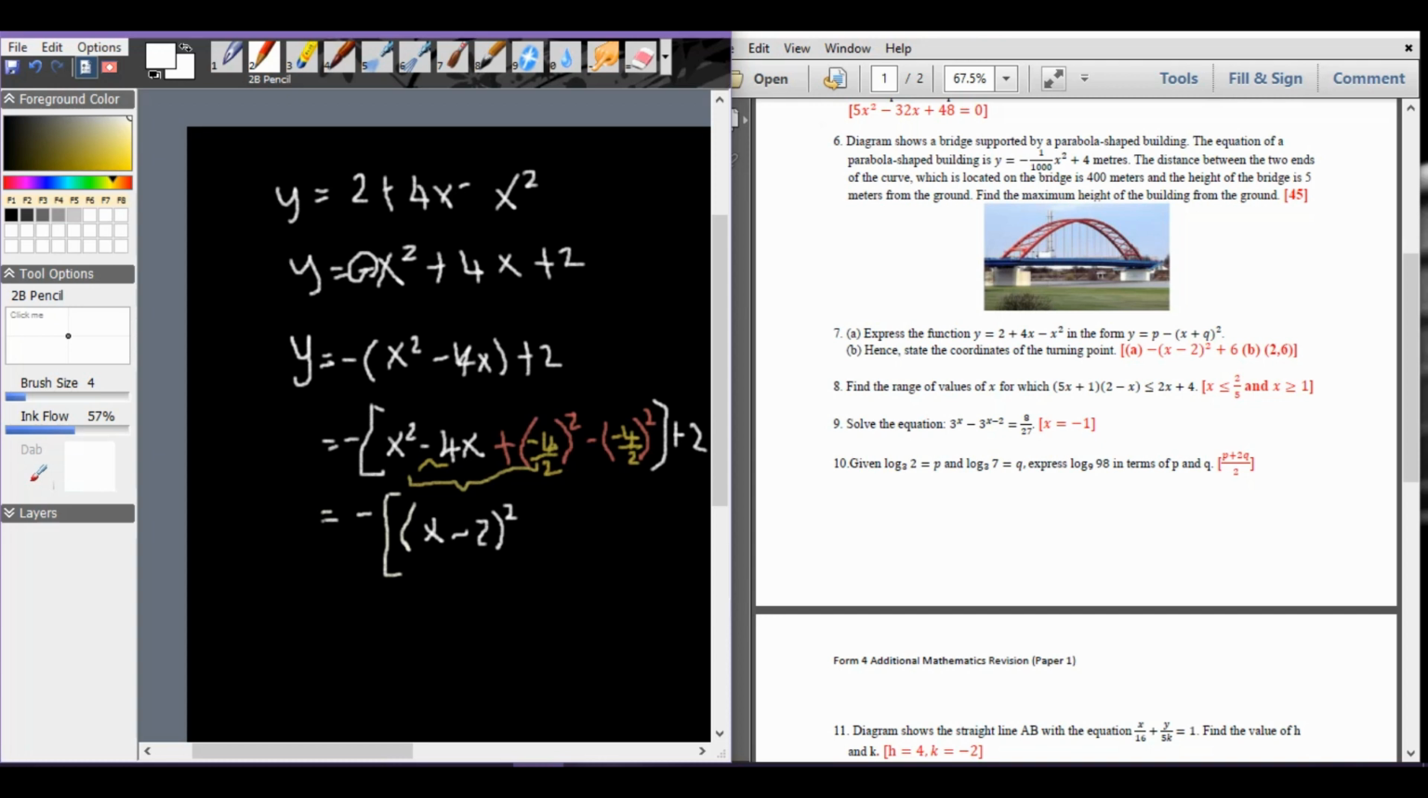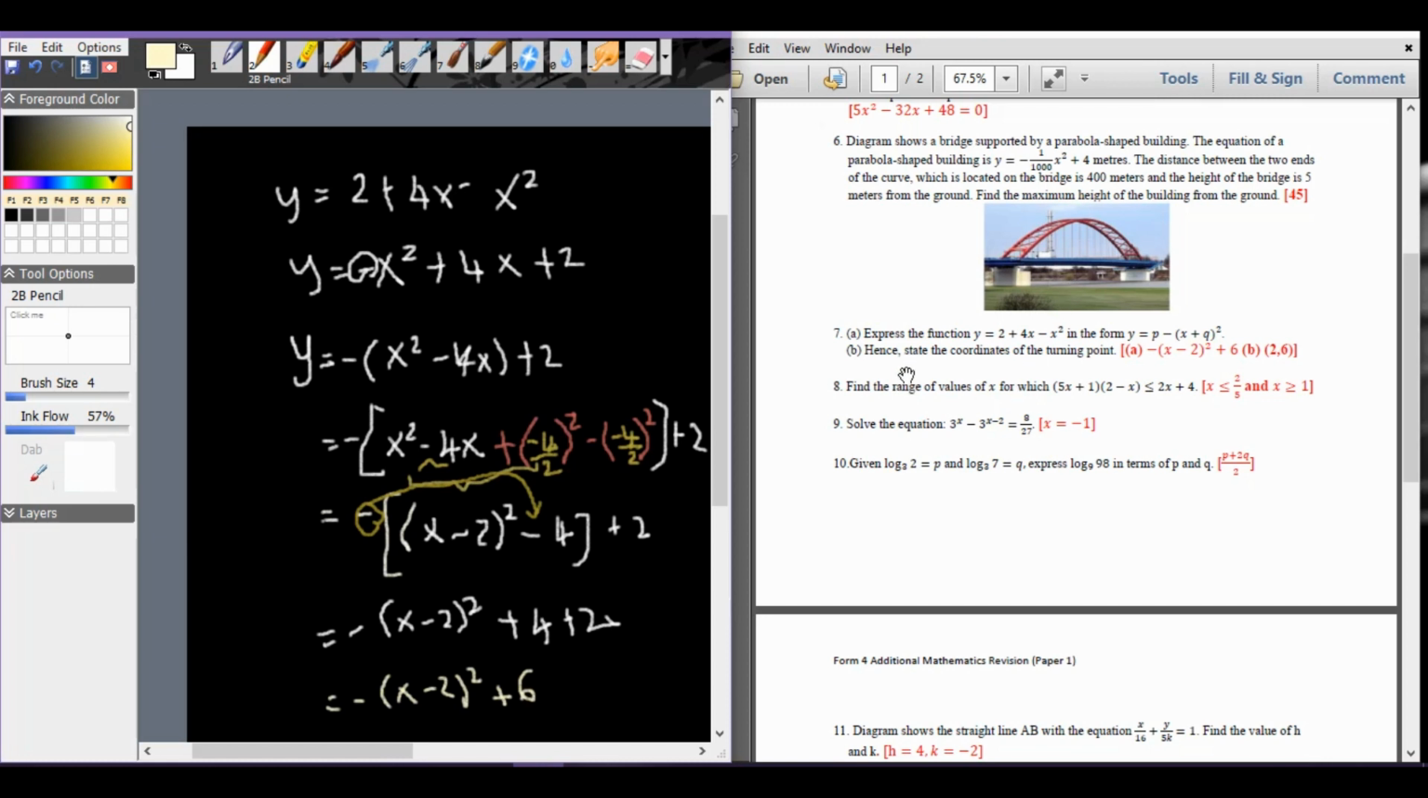Then for this one, you will have negative, negative 2 squared, which is 4, plus 2. So negative (x minus 2) squared, negative negative positive 4, plus 2. There's a common mistake: don't forget to multiply in this coefficient to here. So negative, negative will become positive. So equals negative (x minus 2) squared plus 6. So this is the answer for A.